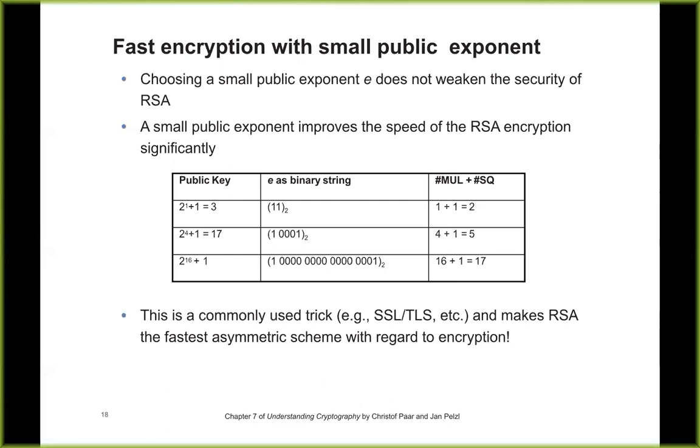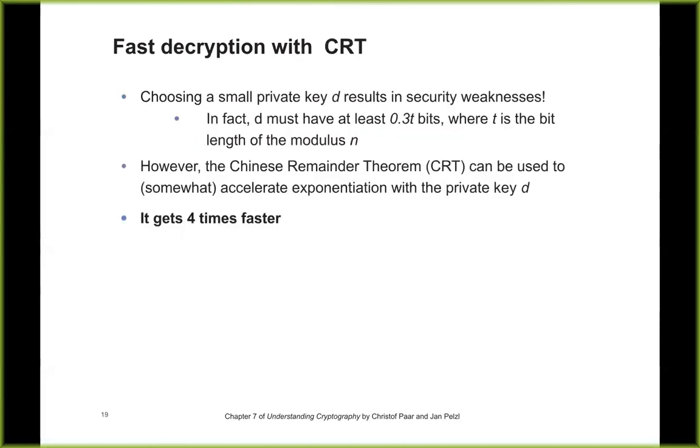So I said this makes it the fastest asymmetric scheme. It's not the fastest encryption scheme. The symmetric schemes are thousands of times faster, but it's the fastest asymmetric scheme if you make E small, because you shoved all the difficulty to the other end.